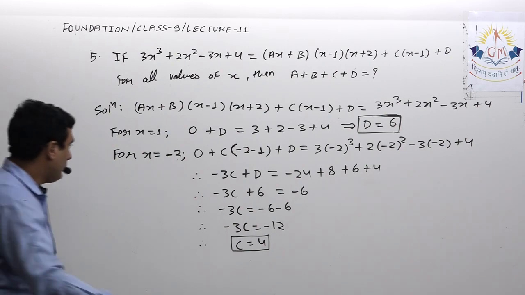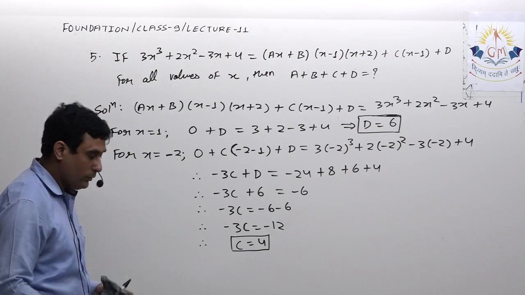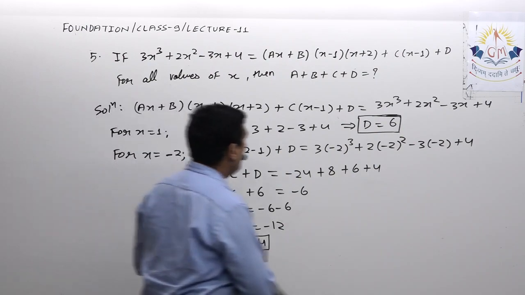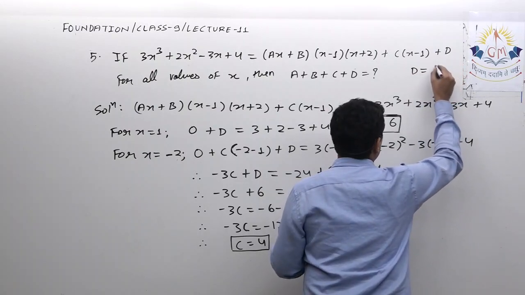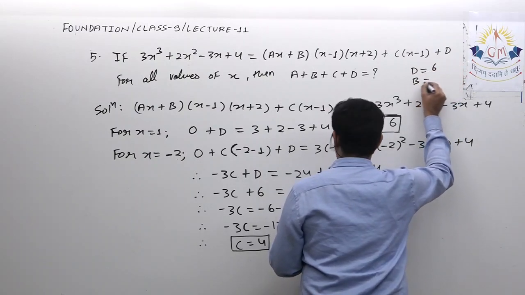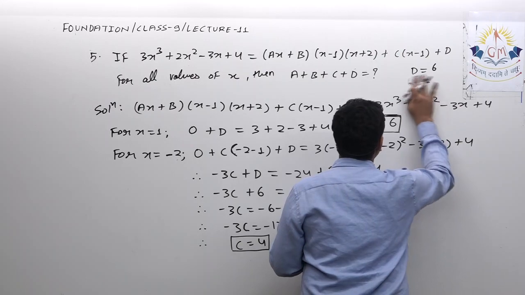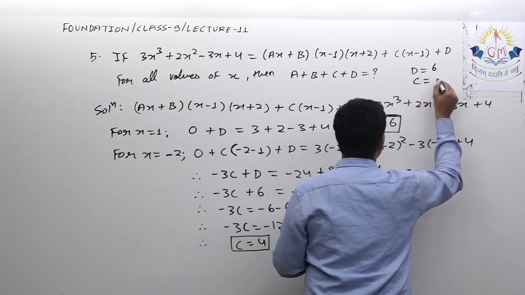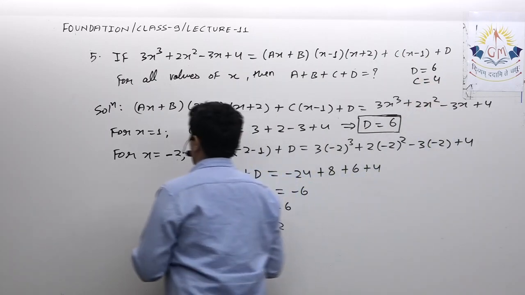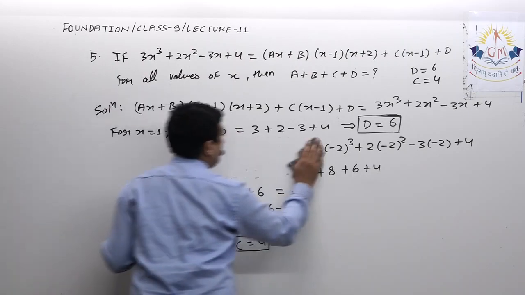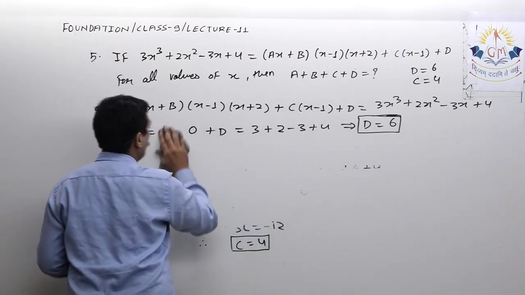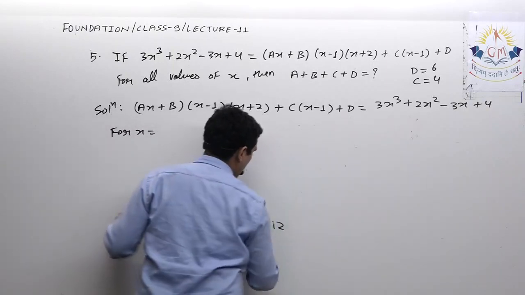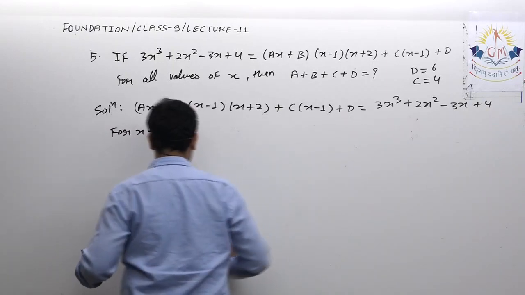Okay, so now we'll put x equal to 0. Here I am writing the value of d, that is 6, as well as the value of c, that is 4. Now for x equal to 0, I will solve this for x equal to 0.